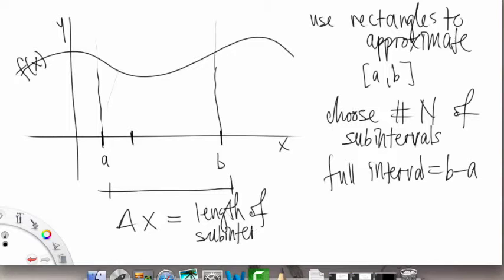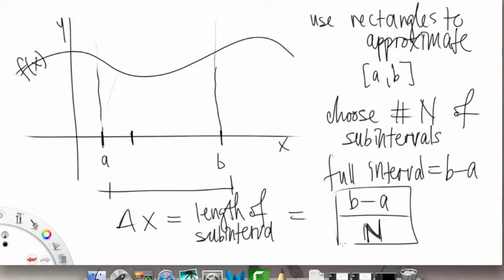That's basically going to be the entire length of the interval divided by whatever number we chose, however many subintervals we're going to make. So this is equal to the change in x, how much we're moving on the x-axis for each subinterval. If we move a delta x distance to the right, this new point is a plus delta x.